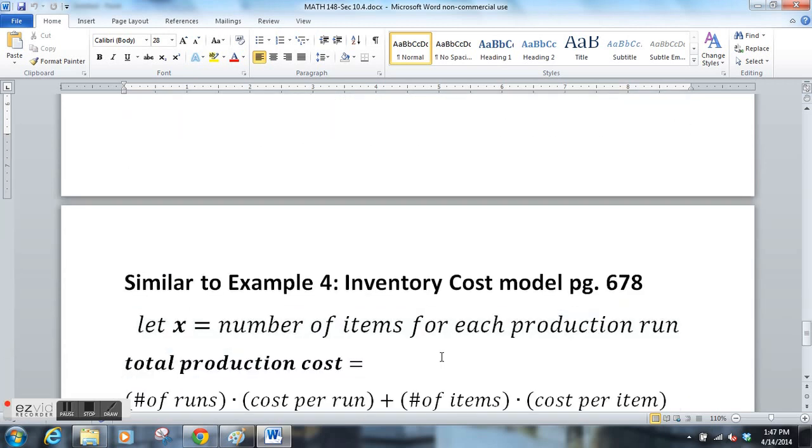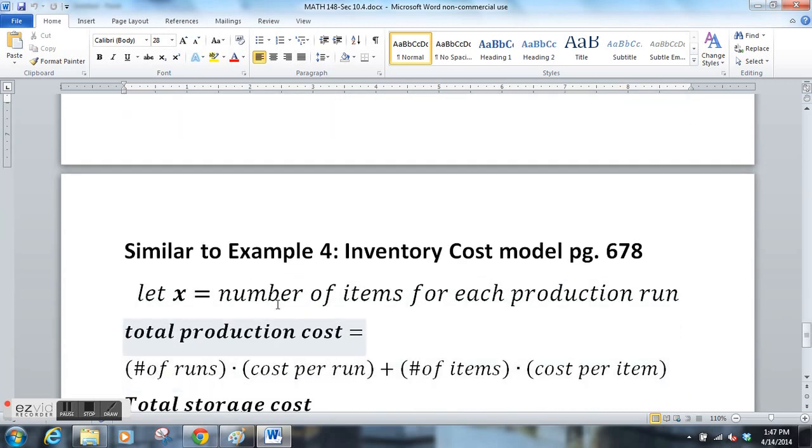So here are the formulas you need to know, and again I'm following example 4. The trick to these is let X be the number of items for each production run. You wouldn't necessarily know to do that, but I'm telling you, you let X be the number of items for each production run. Here's another formula.